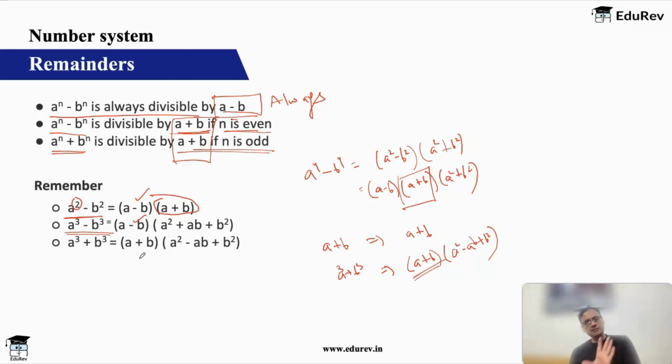And if you ever have a confusion or you don't remember in the exam, all that you have to do is take n as 1 or n as 2 and cross check.